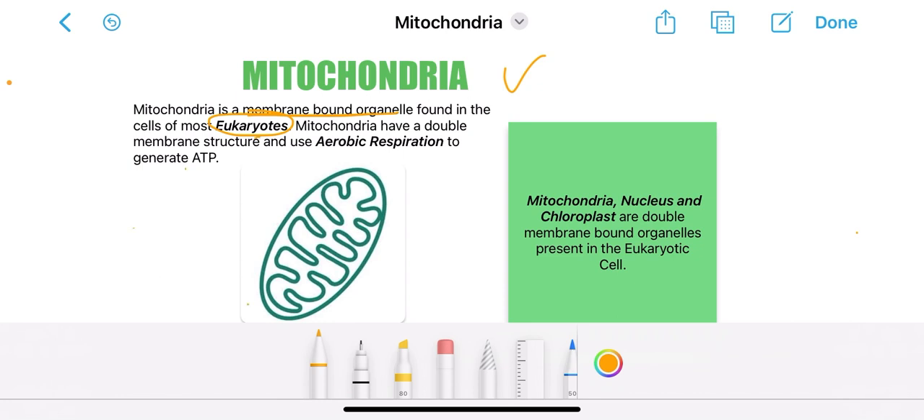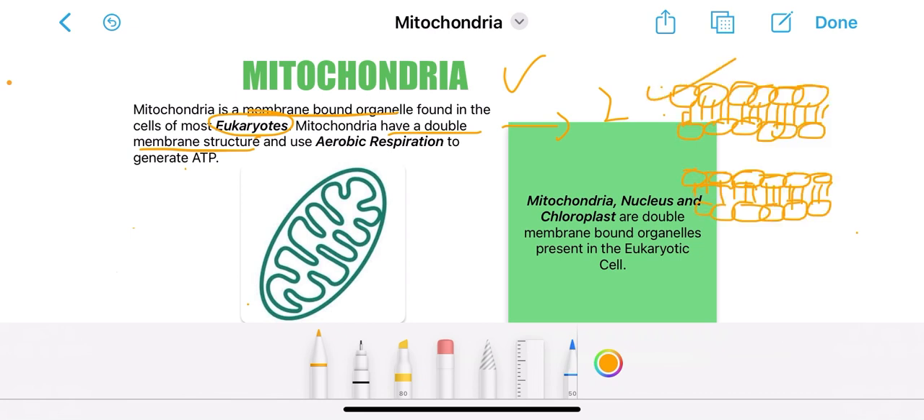Now mitochondria have a double membrane structure. Mitochondria का जो structure होता है, it is double membrane bounded. Double membrane means it contains two phospholipid bilayers. The phospholipid bilayer that is present in the cell membrane is single, while mitochondria contain two phospholipid bilayers in total.